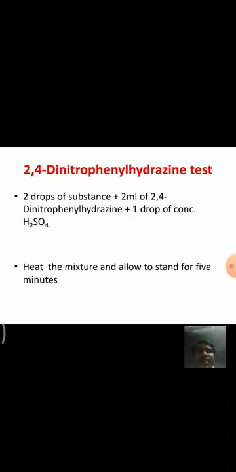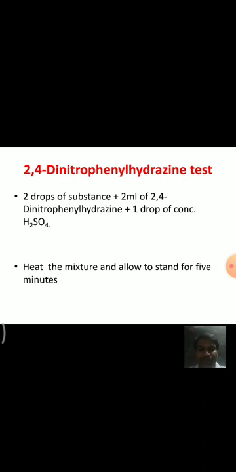For this test, generally, first we have to take a clean and dry test tube. Then in the test tube we have to add 2 drops of the substance, whether aldehyde or ketone. That means if the given compound is liquid, we have to add 2 drops of the substance. Or if the given compound is solid, we use its alcoholic solution generally.